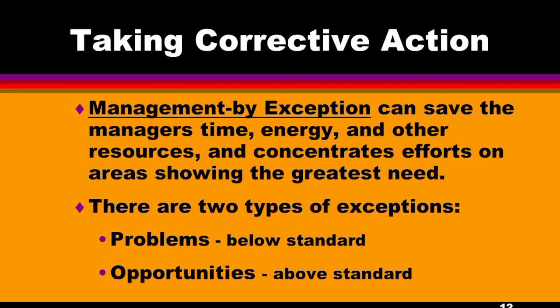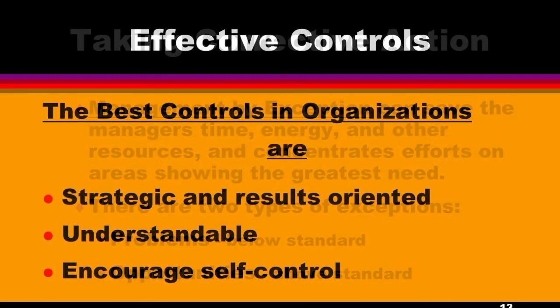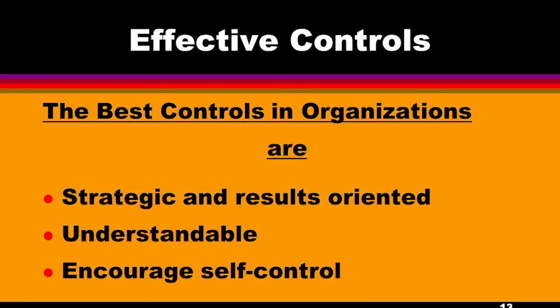Okay, so there are two types of exceptions: problems, which are below standard, and opportunities, which are above standard. Problems may arise when the production is below standard, and they will try to gain the opportunities if the actual is more than standard.